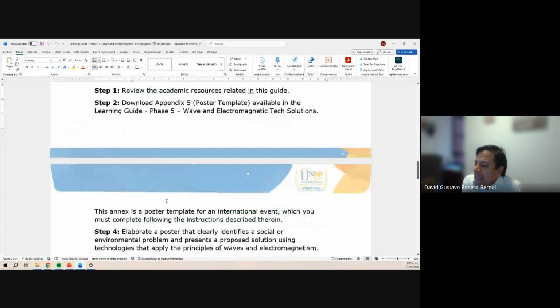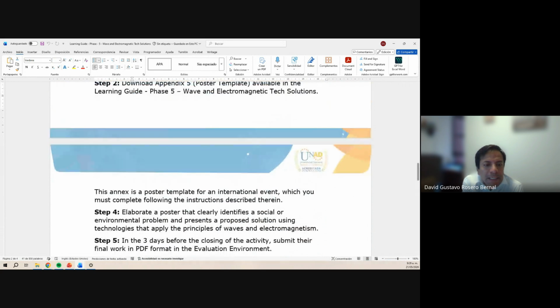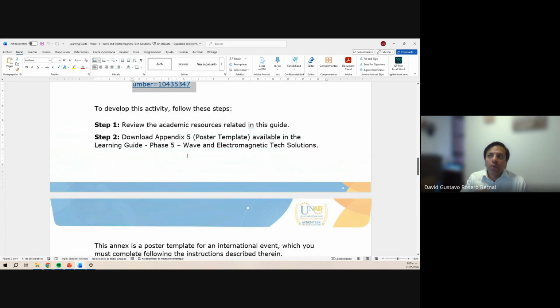So these are the 5 steps covering the guide. Step number 1 is to review the academic resources. Do not skip this. Read at least 2 of the 4 papers in length and in depth. This will give you both a model of scientific writing and a sense of how electromagnetic principles connect to application. Step number 2, download the appendix number 5. We will discuss the template in detail in a moment.